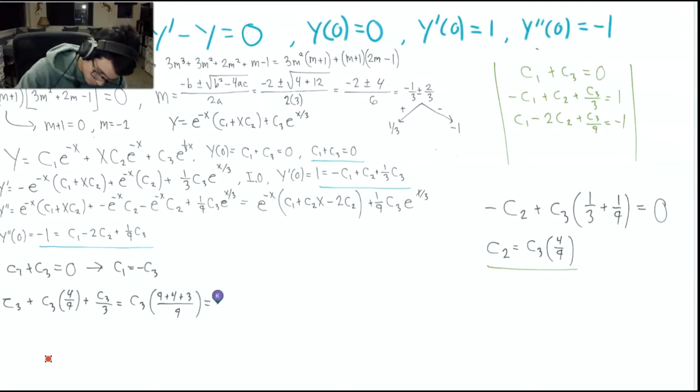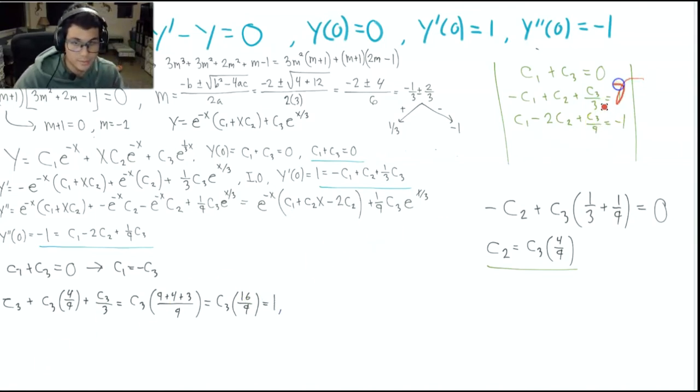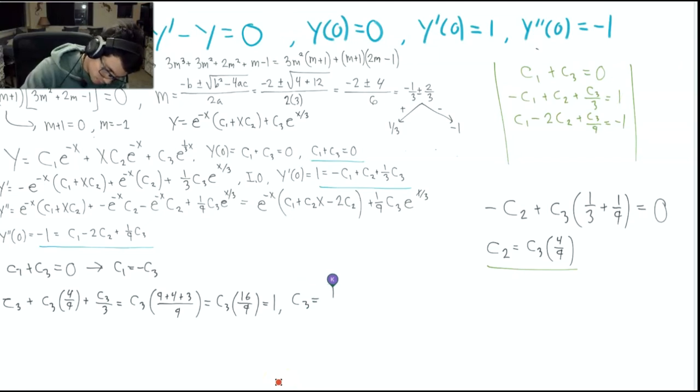And this is C3. 9 plus 3 is 12. 12 plus 4 is 16. This is 16 over 9. And this is equal to 1, as it says right here. Thus C3 is equal to 9 over 16.